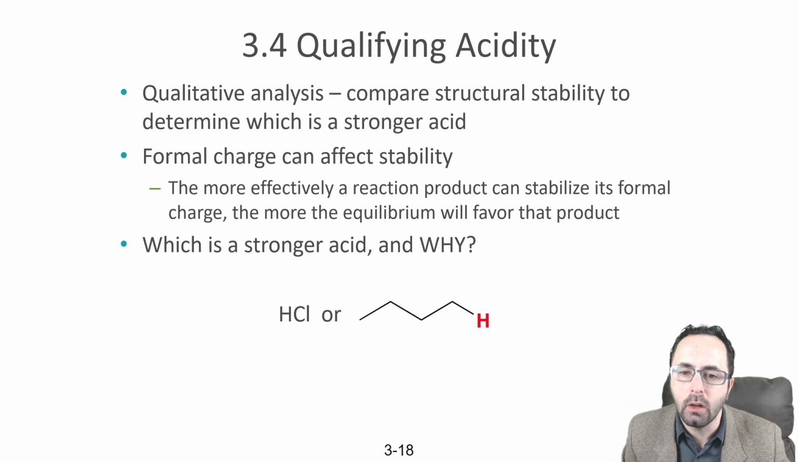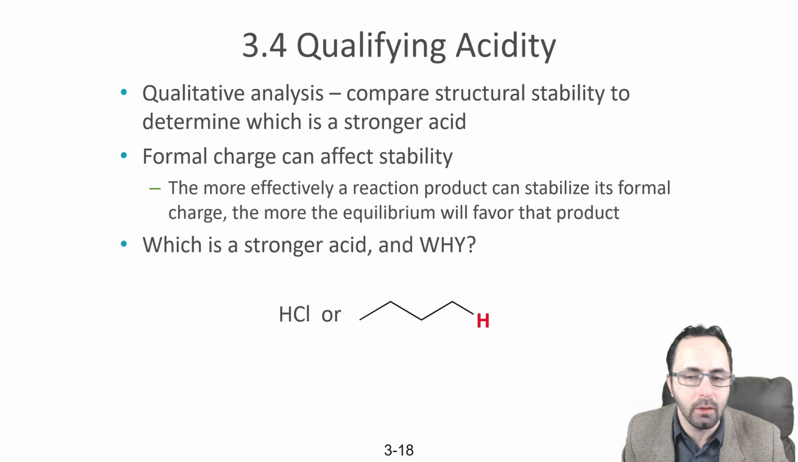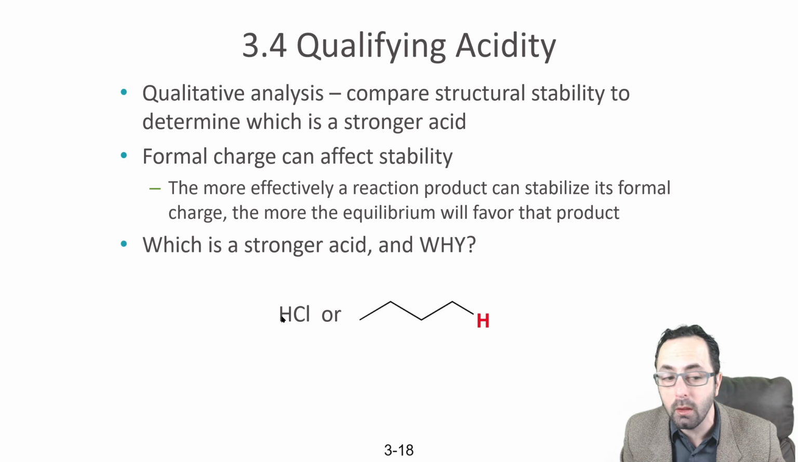So in the last lecture, we described how we could quantitatively compare the strengths of acids and bases using known values of the pKa's and the pKb's. But that doesn't tell us why. It doesn't give us a theoretical understanding of why one acid is stronger than another. And so what we're going to discuss in this lecture is how we can, based on our knowledge of the relative stability of ions, determine what is a stronger acid, what is a stronger base.